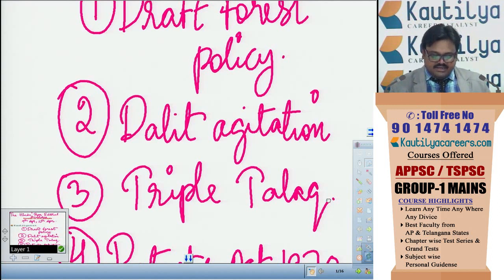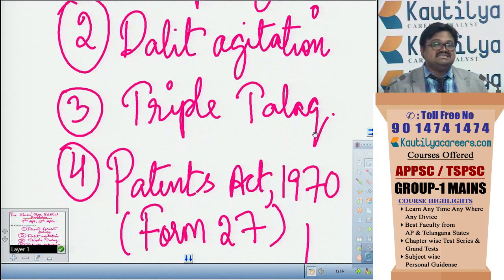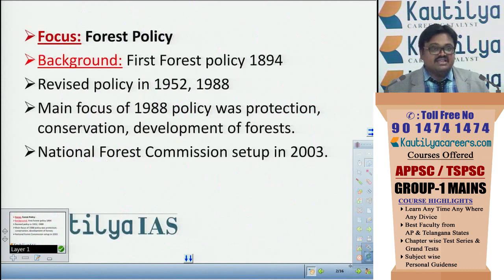And the fourth one is related to the Patents Act of 1970. Now, we will not be discussing the entire Patents Act of 1970, but we shall look specifically at Form 27. This is a form that has to be filled by a patentee who has taken a patent. So we shall look into this Form 27 and its significance when it comes to the general health scenario in our country. So these are the four topics that we shall discuss. Now, let us look at the first topic.